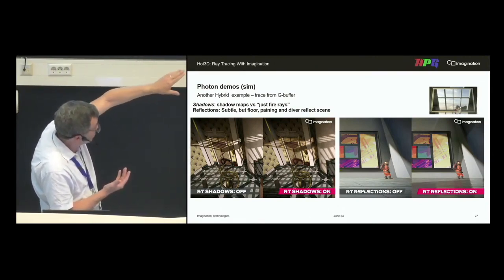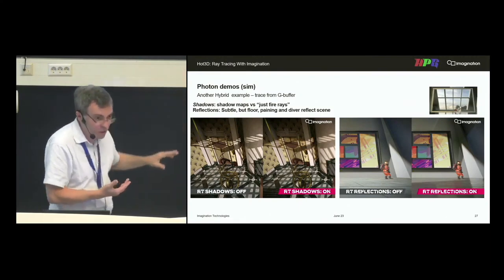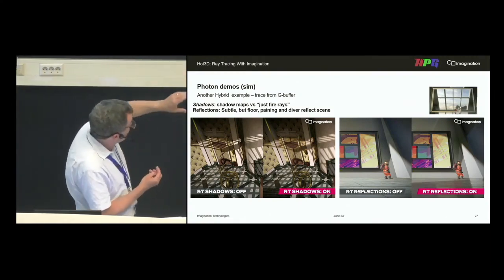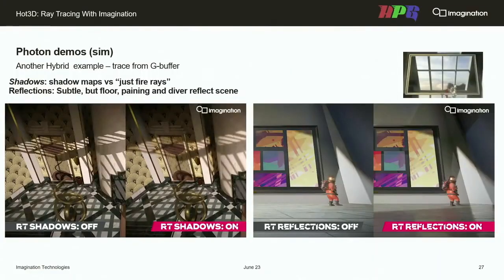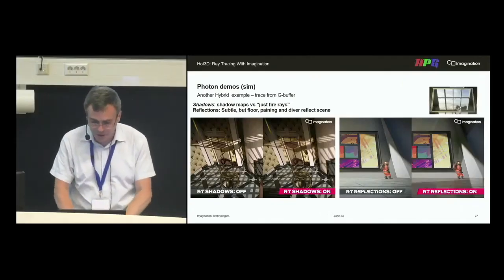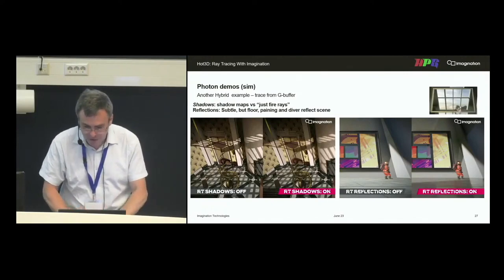Alternatively, this one also shows reflections. This is unfortunately a bit too subtle, but basically the floor, the piece of art, and the entirety of the diver are all reflective. There's another example up there showing what's going on. The whole thing is reflecting the entire scene, which is obviously more painful if you try to do it with rasterization by updating cube maps, and so on. It's all done in one fell swoop. And that's the end of the demos.